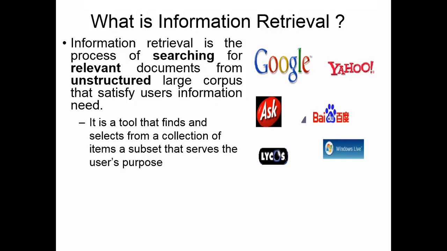But how can it find and identify documents which are relevant for the user's query? I'm asking for an information retrieval book. I'm asking for a multimedia data retrieval book, or I'm asking for a data mining book or data mining articles. How can the information retrieval system search and provide me the relevant one that can satisfy my information need? What does relevant mean for information retrieval?